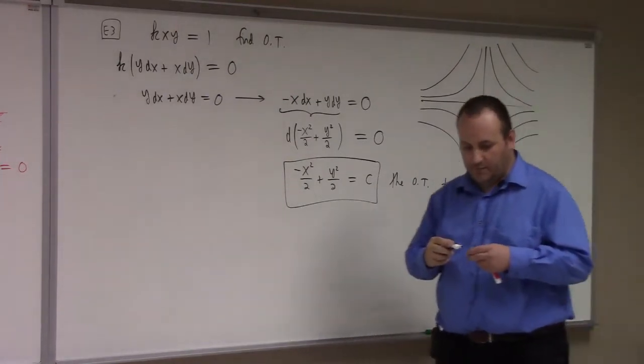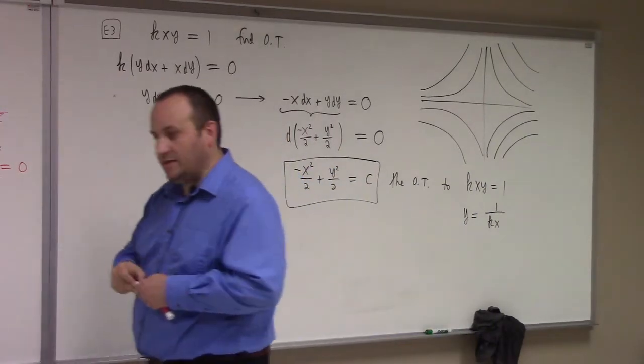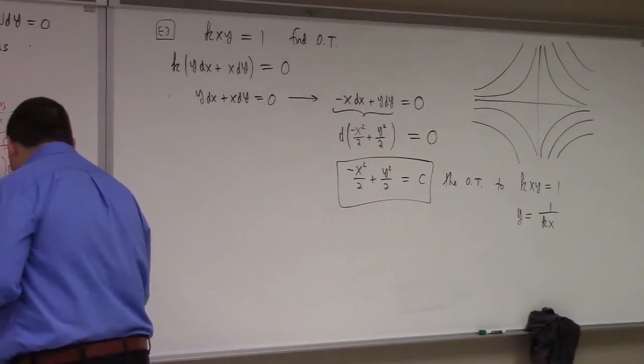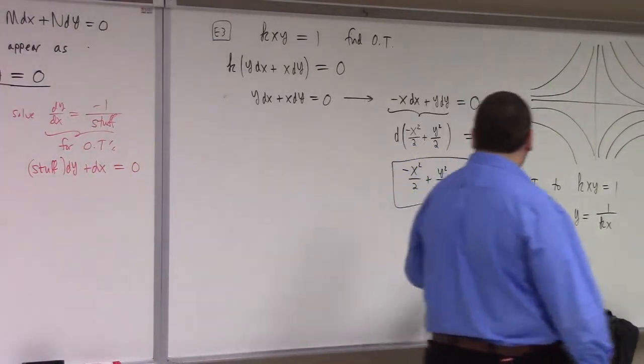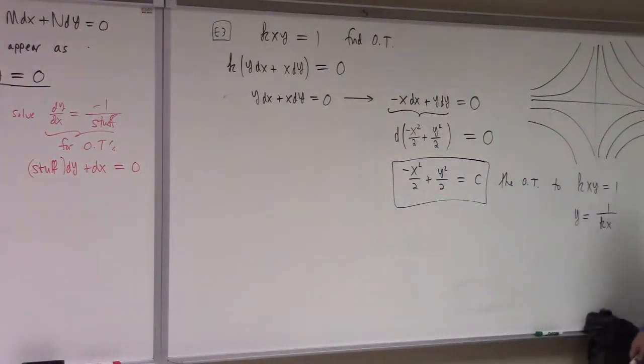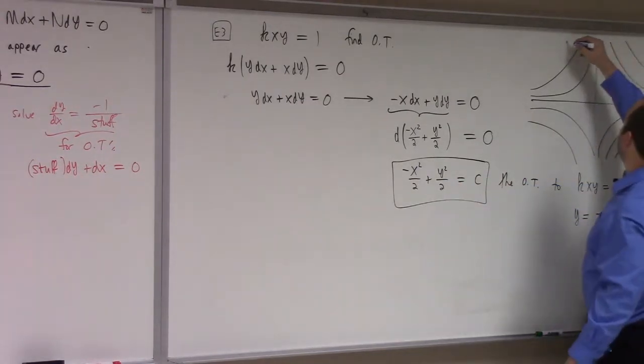They're actually hyperbolas that are rotated 45 degrees. So they have asymptotes of the x and y axes. Of course, these are hyperbolas which open vertically or horizontally, right? So these ones, their orthogonal trajectories look like this.